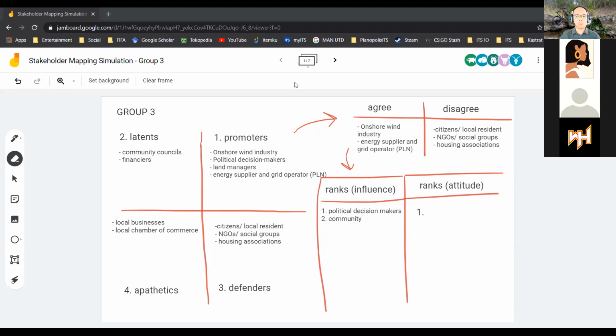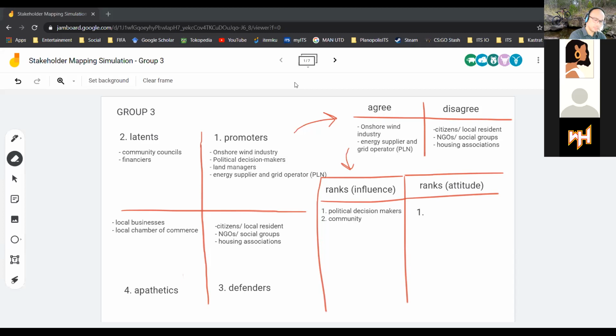The third one is the energy supplier and grid operator, PLN, because PLN is the one and only company that runs the electricity in Indonesia. So they are probably the ones that will manage the whole wind farm. The fourth one is the political decision makers, because they will have a say on the decision whether they will approve or not.